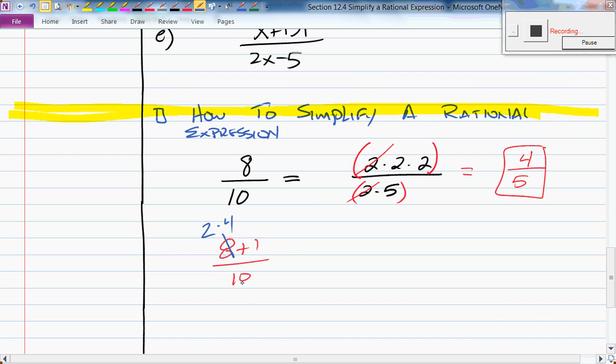2 times 4 and then do this, 2 times 5 and then cancel the 2's? Can I do that? No, I can't. But you'd be amazed, and I guarantee you somebody in here is going to make this mistake, how many people do that all the time, right?